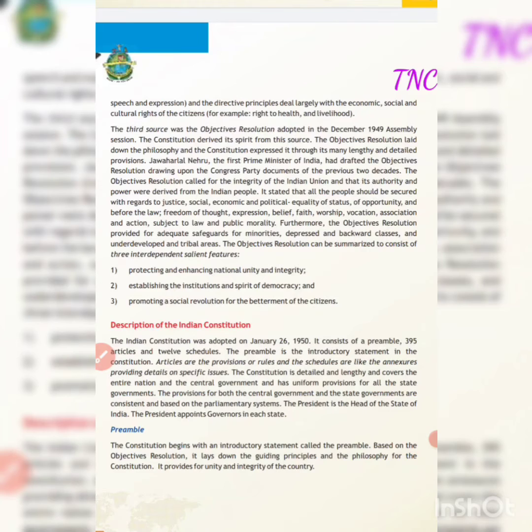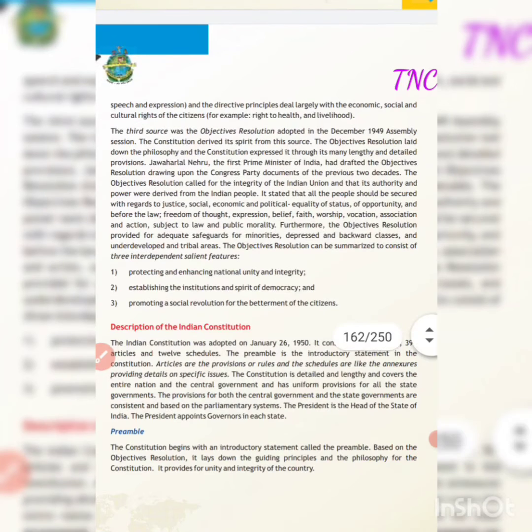The objectives resolution called for integrity of Indian Union and that its authority and power were derived from Indian people. It stated that all people should be secured with regards to justice, social, economic, political, equality of status, opportunity, and before law, freedom of thought, expression, belief, faith, worship, vocation, association, and action subject to law and public morality. So all these things were given in the objectives resolution, which was drafted by Pandit Jawaharlal Nehru, who was the first Prime Minister of independent India.